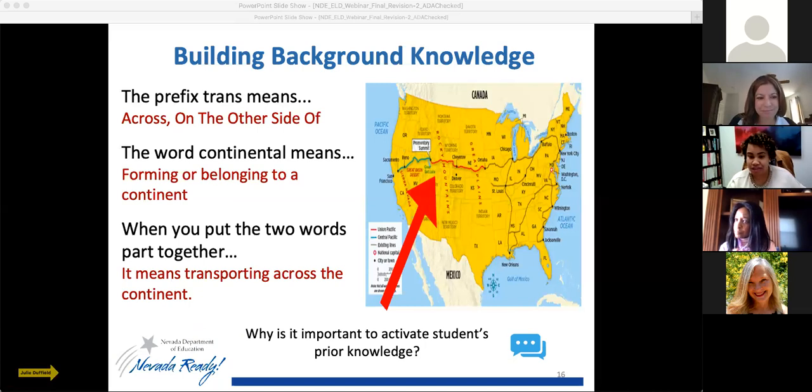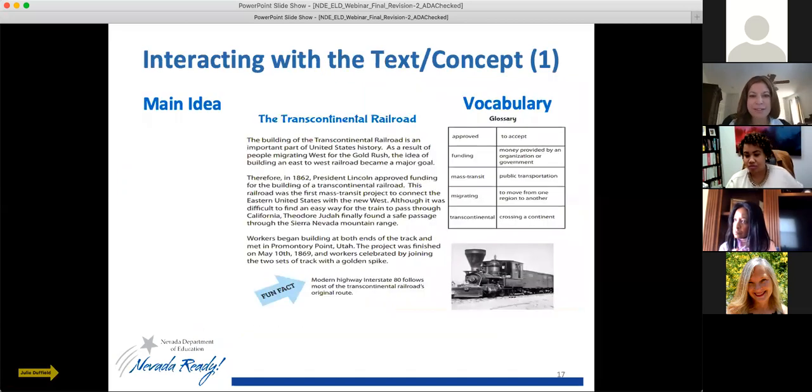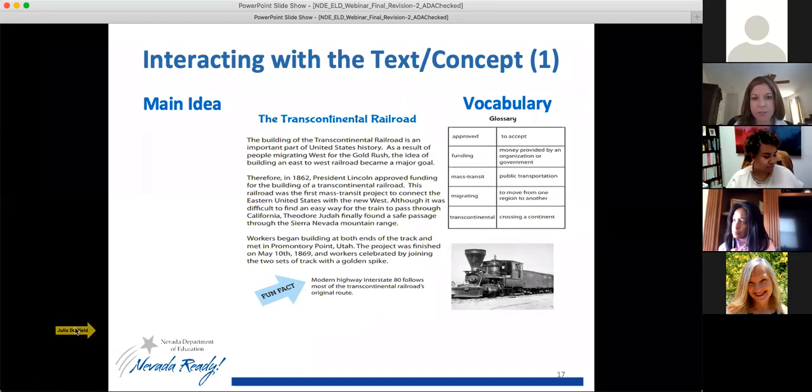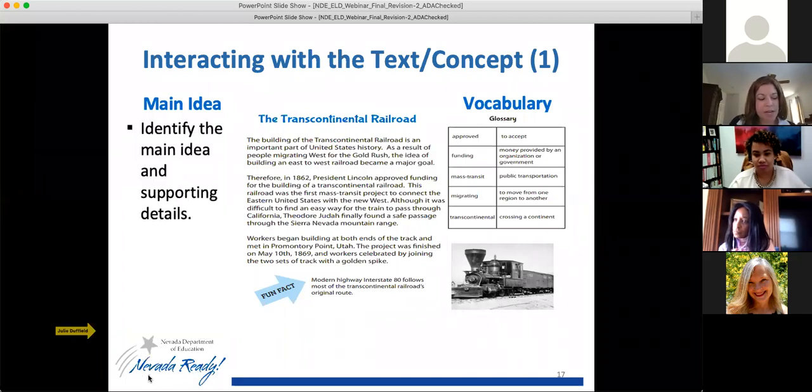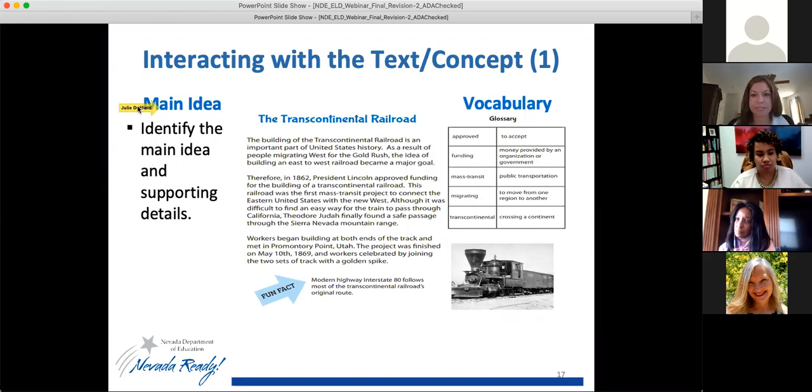I'm going to hand it off to Emery and she's going to dig a little bit deeper in the lesson. Okay. Hey everybody. So now that we have built background and we've activated that prior knowledge, we're going to be looking at interacting with the text and concept. And with this piece of text, this goes with the Transcontinental Railroad and main idea. If you want to click one more time on the slide, we have, what are some ways that you have students interact with text? You'll have students identify the main idea and supporting details with this text. And you'll notice that the vocabulary is provided as well, because we have to build vocabulary for students, which is very, very important. And providing those sentence stems as well.